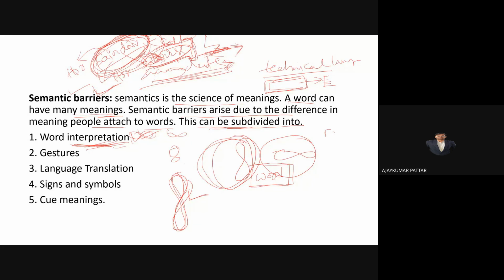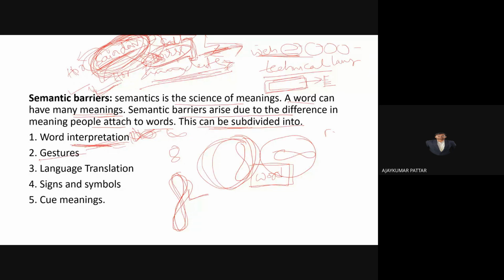The example may be wrong; I am just giving the idea. That particular word gives different meanings for different situations and conditions. We have to understand that particular meaning according to the context, as we will learn in other subjects. That type of concept is called a semantic barrier.